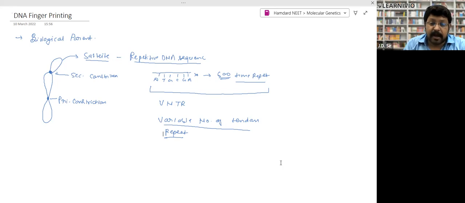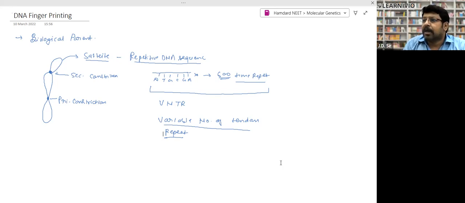Then that can be used in property cases, when there is a son or a daughter, or a mother who claims that this is my daughter or my son, right? Sometimes the son or daughter wants to say that this particular person is my father or my mother. At that time the court says to go for DNA fingerprinting. And what is DNA fingerprinting?